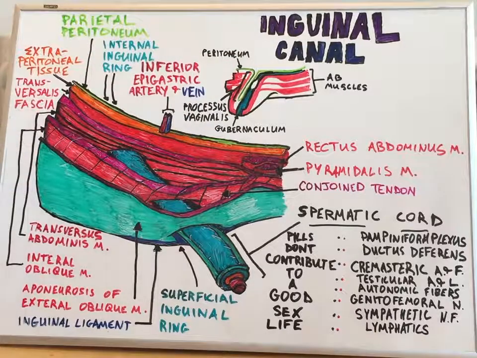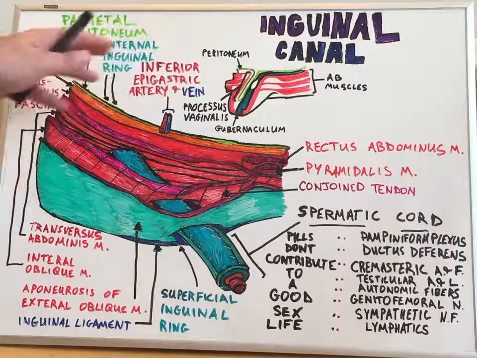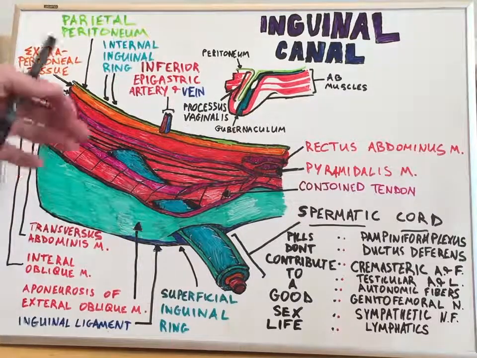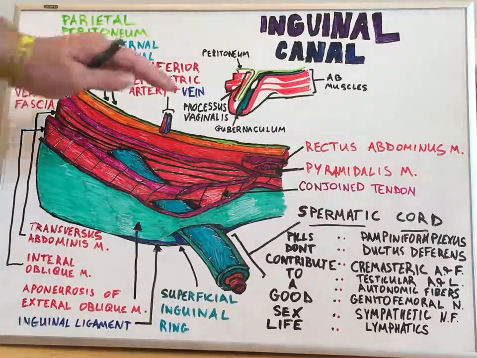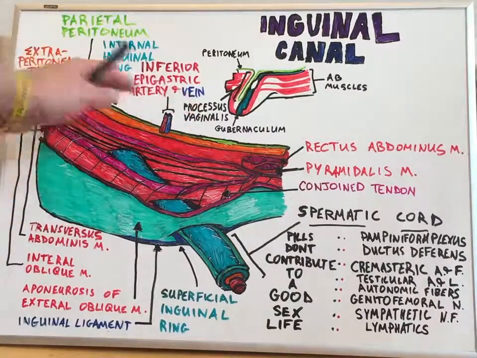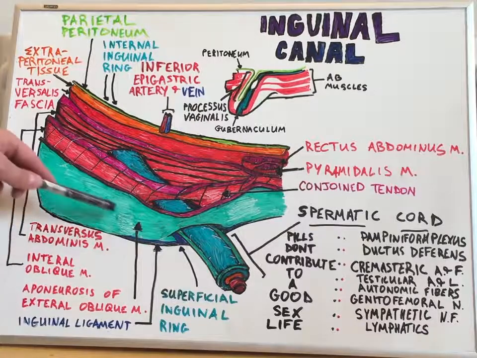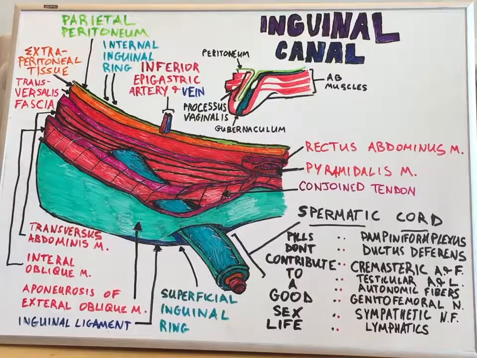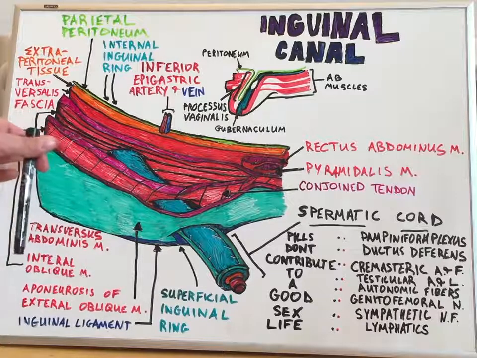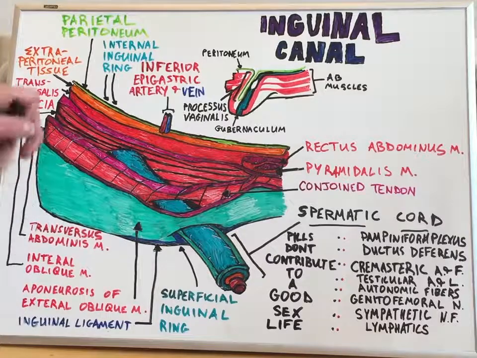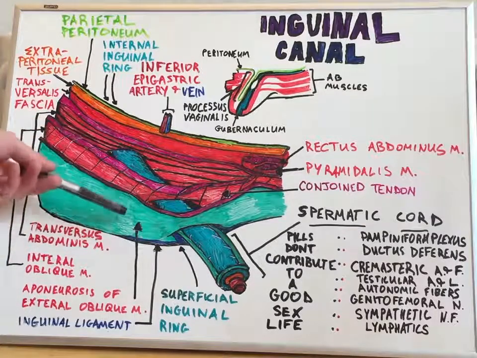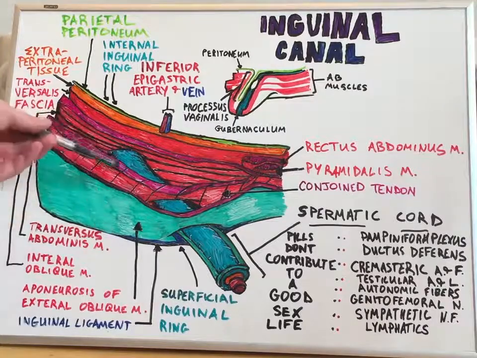So, looking at this diagram, we see that we have a lot of different layers here, but to help you understand these layers, we have to understand that there are boundaries to the inguinal canal. So it has an anterior, posterior, as well as a superior and inferior boundary, a roof and a floor, if you will. So the anterior boundary here is made up of the aponeurosis of the external oblique muscle, seen here in green, as well as the internal oblique muscles a little more laterally.